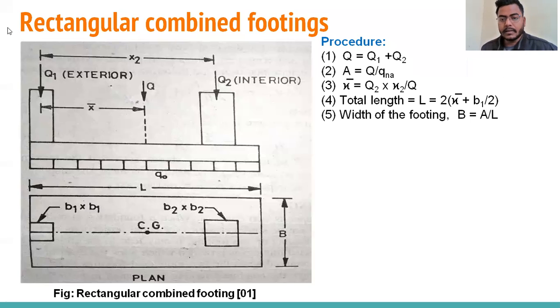Now we have the length, so we can calculate the width of the footing. We can calculate B equal to A by L. Here the area is the provided area, right? The area we calculated earlier was the required area, and this area is what we have provided.